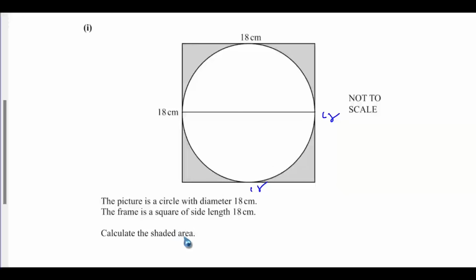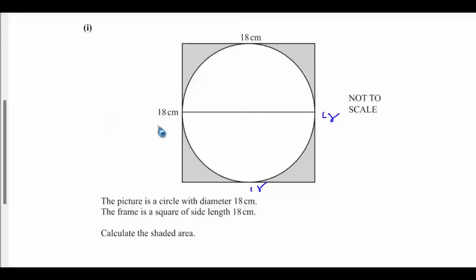Calculate the shaded area. Before we can get the area of the shaded portion, we need to calculate the area of the circle. So we need to find the area of the square, and the area of the shaded portion will be equal to the area of the square minus the area of the circle.